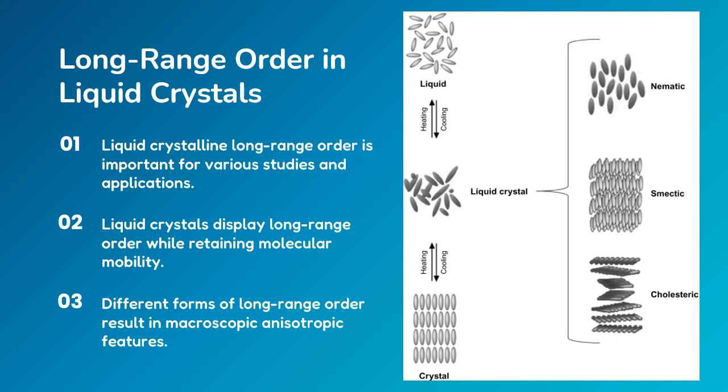So, to conclude about long range order in liquid crystals, the liquid crystalline long range order is important for various studies and applications. Liquid crystals display long range order while retaining molecular mobility, and different forms of long range order will result in macroscopic anisotropic features.